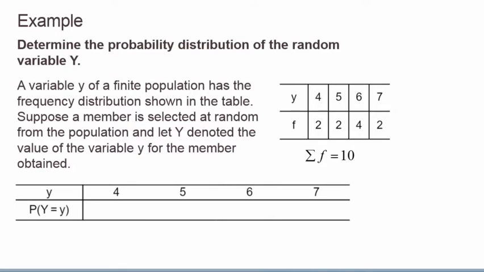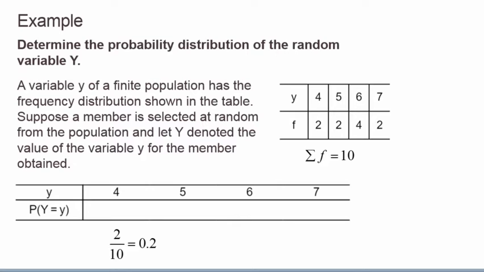Then we set up our table. For this table, our y value is the first row, and the probability of that y value is the second row. The notation used here is p parenthesis capital Y equals lowercase y, close parenthesis. The notation p parentheses y is also valid. To find the probability that y equals 4, first we need to take the frequency of 4 and divide it by the total frequency. So 2 divided by 10 is 0.2.